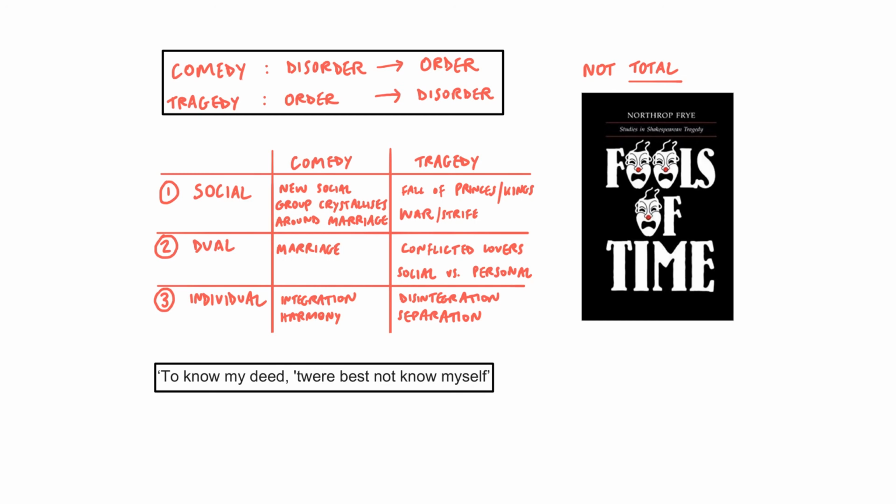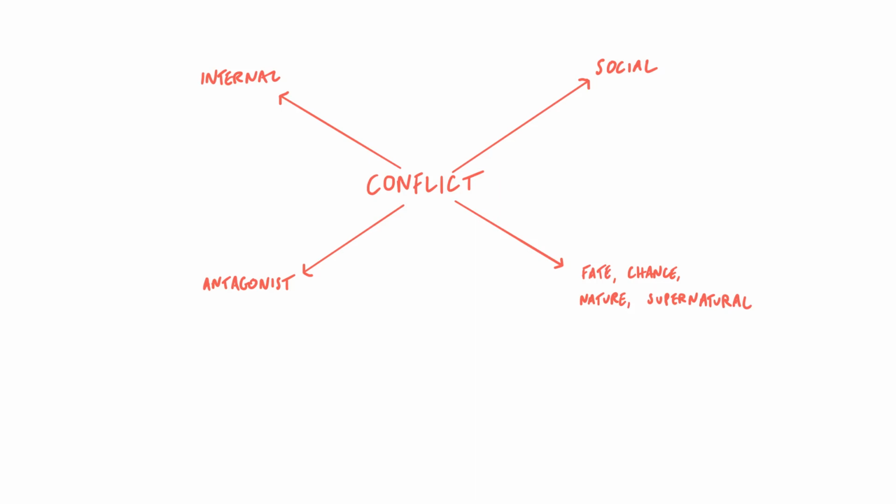These are just broad brushstrokes. When you look at any extract or when you're planning a whole character response or a whole theme response essay, it's always a good idea to start from conflict. So think about the senses in which the character or characters are internally conflicted, how they're socially conflicted, whether there's a particular antagonist character, and also think about how they're in conflict with impersonal forces like fate, chance, nature, or the supernatural.